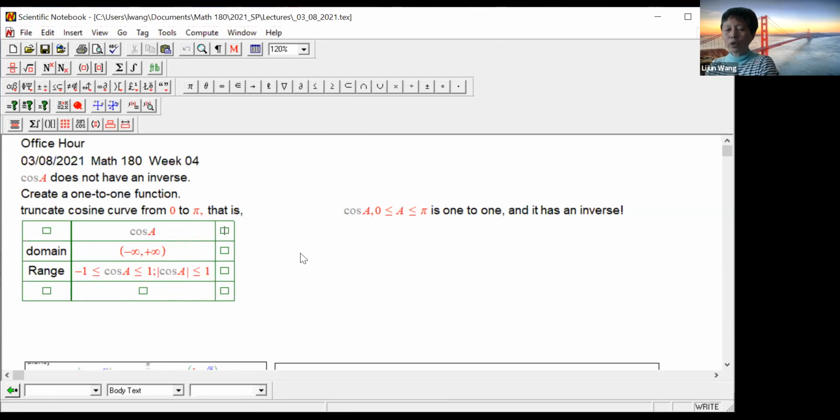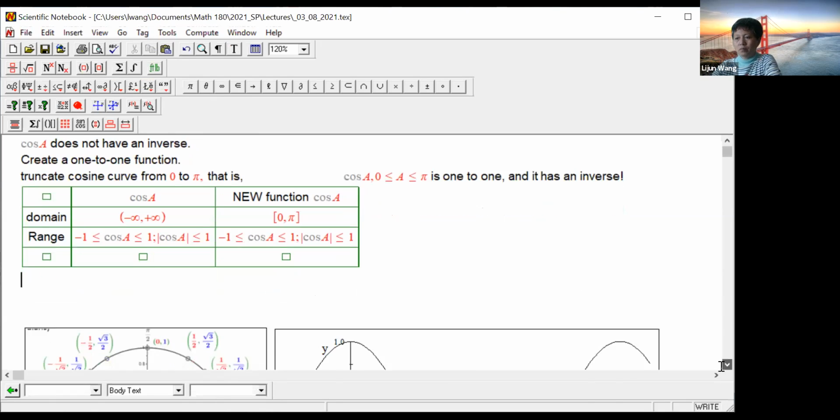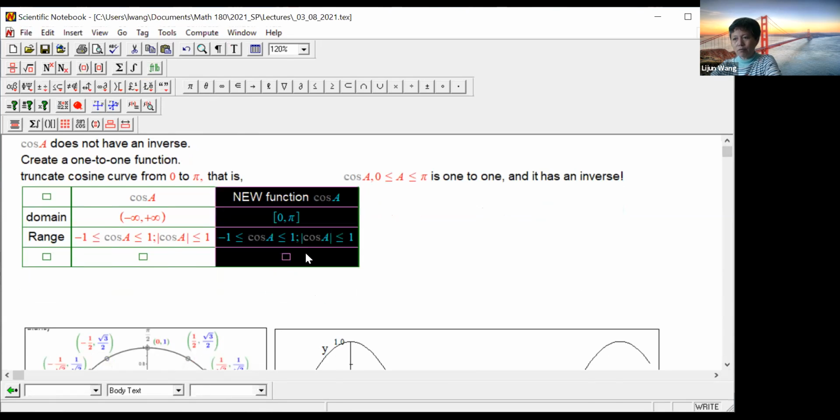Okay, so now we're going to put a restriction. This is a new function. This new function is still called cosine A, but it has a new domain, 0 to pi. And the range is the same. This new function has an inverse.